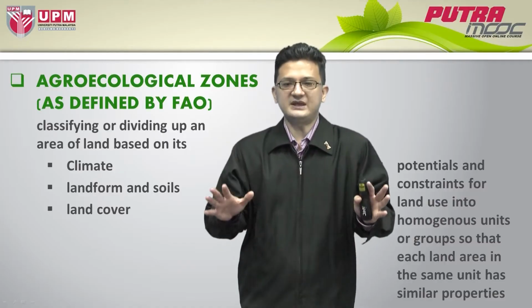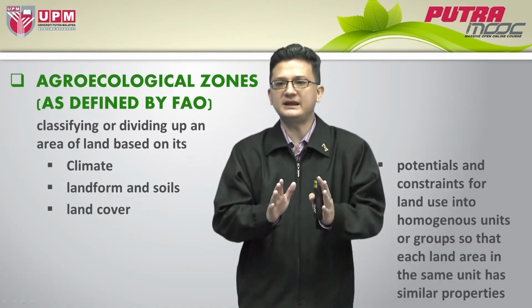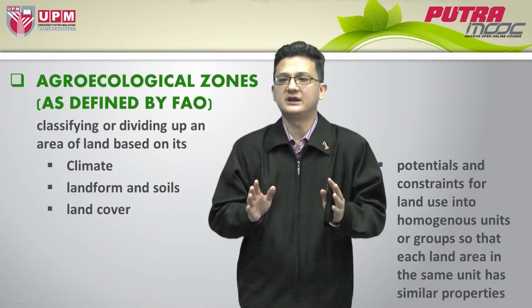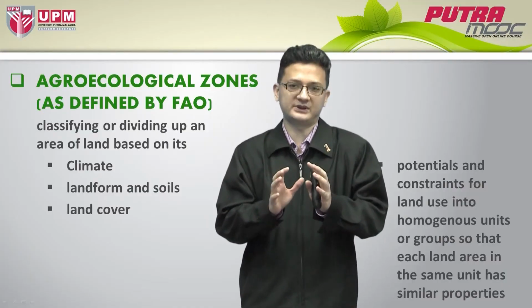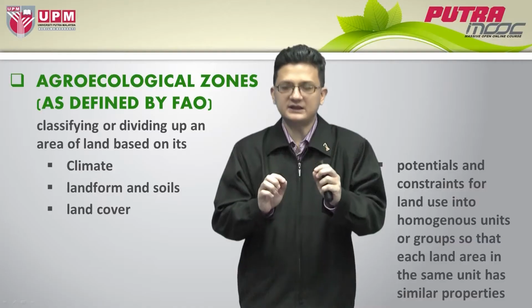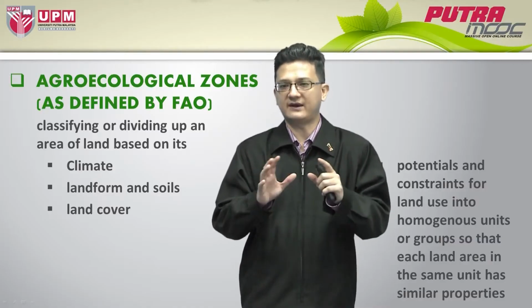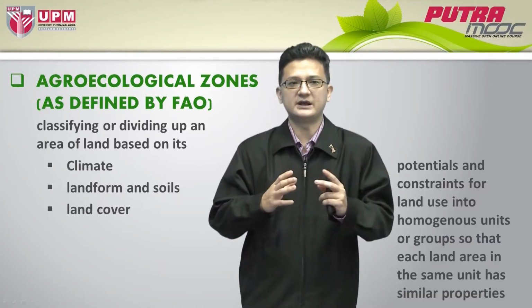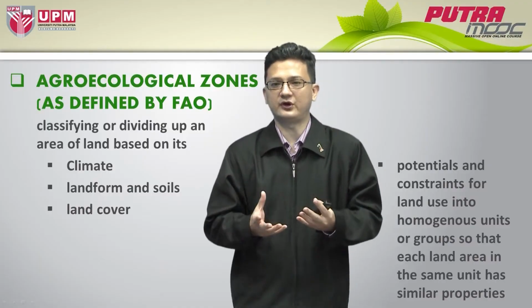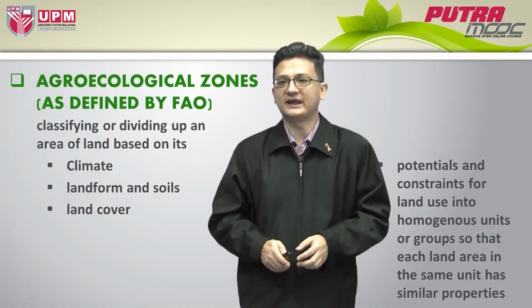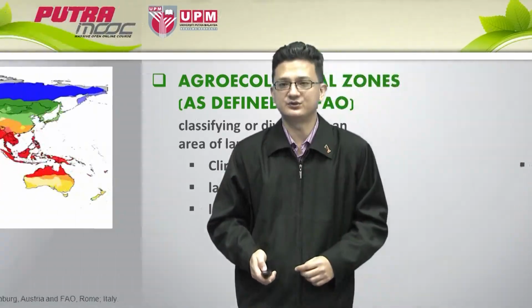So that this piece of land is then divided into many homogeneous units, so that each unit has similar properties. Each land area within this unit has similar properties to each other, whether it's based on climate, landform or soils, land cover, and potentials and constraints for land use.